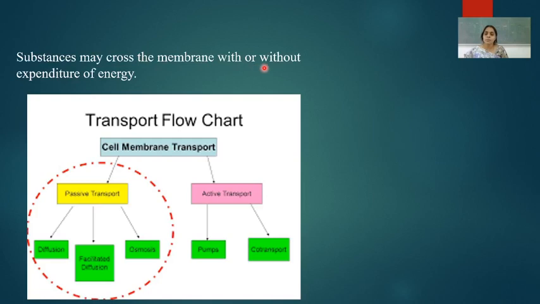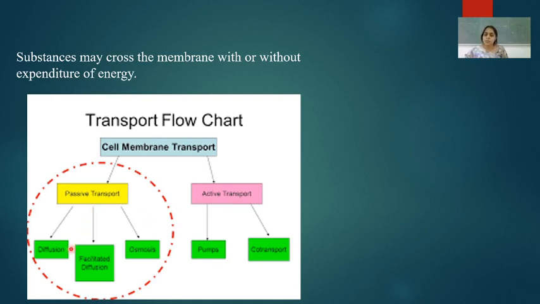Substances may cross a membrane with or without the expenditure of energy. So there are two transport basically, passive transport, active transport. Passive transport, there is no requirement of energy, just the molecules move, whereas in active transport, energy is required where the molecules move from outside or from the inside of the cell.